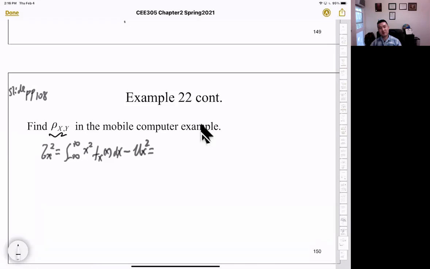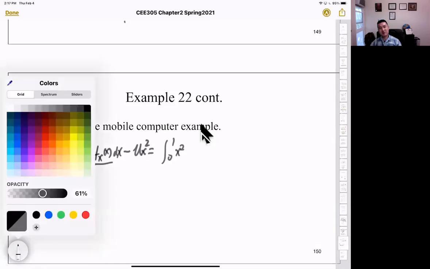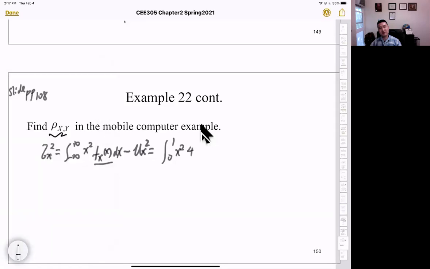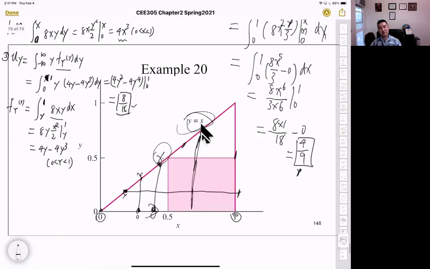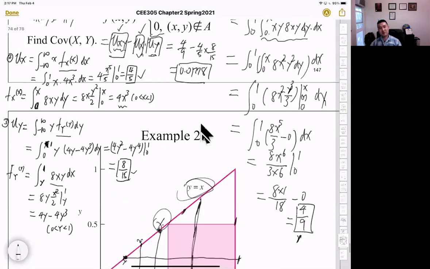The range is between 0 and 1. So it's x squared and the marginal function fx(x) we just found out 5 minutes ago, dx, minus mu x squared. Mu x we just found out is 4 over 5, squared. It's here: mu x and mu y, 4 over 5.